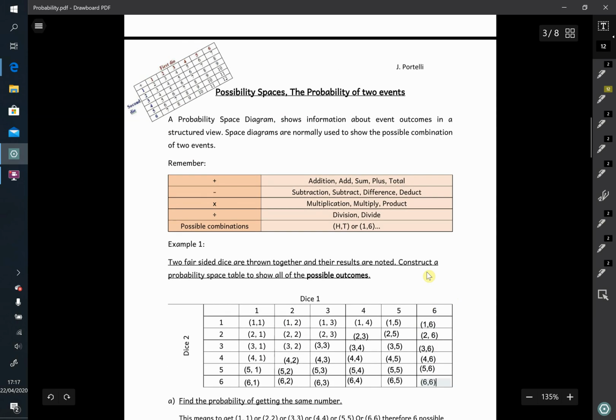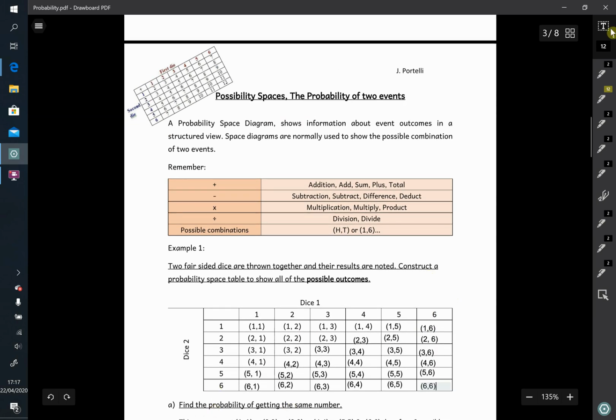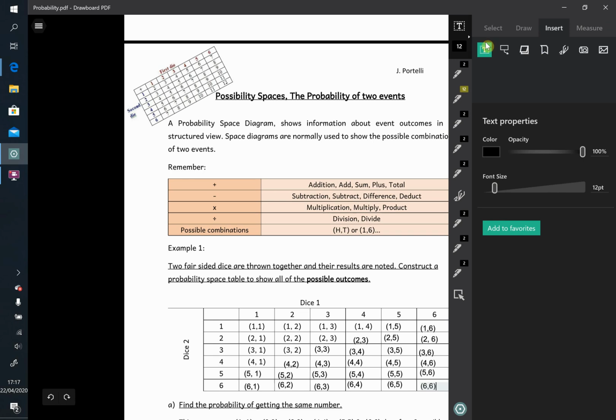Find the probability of getting the same number. So what do we mean by getting the same number? It means that when the dice were thrown, both of them were showing the same number. So both of them were showing the number 1, the number 2. So what does this mean?